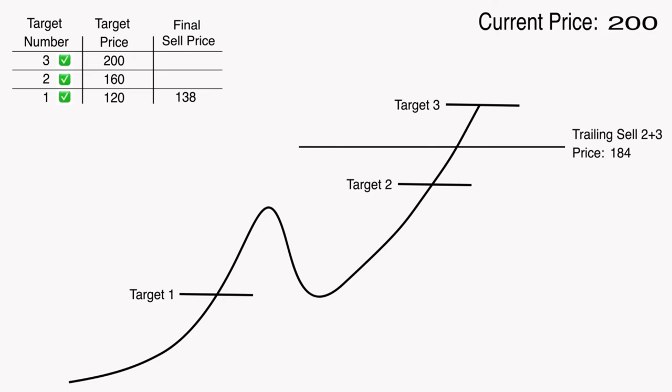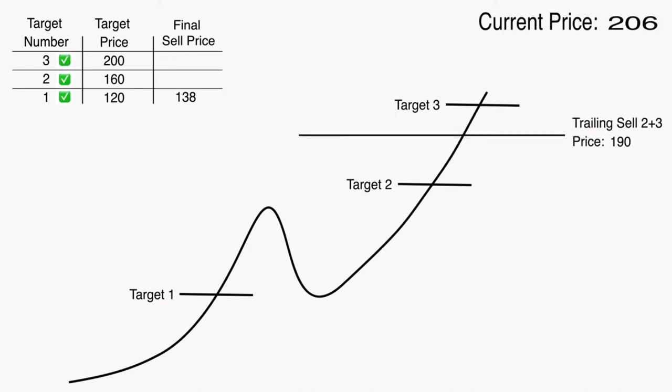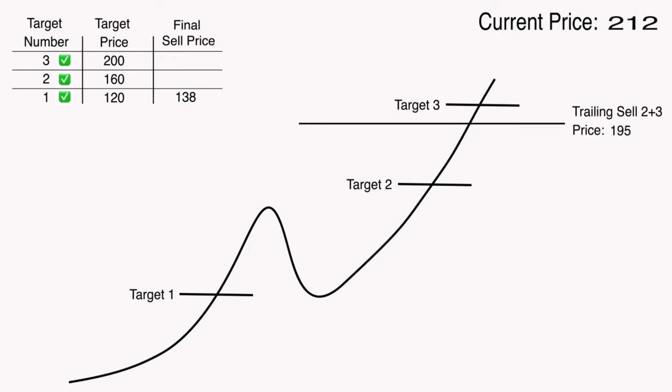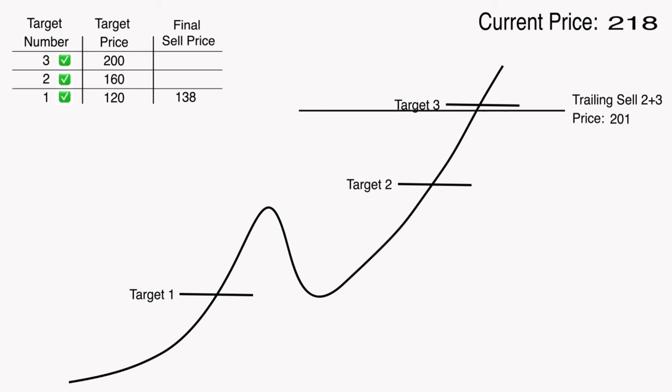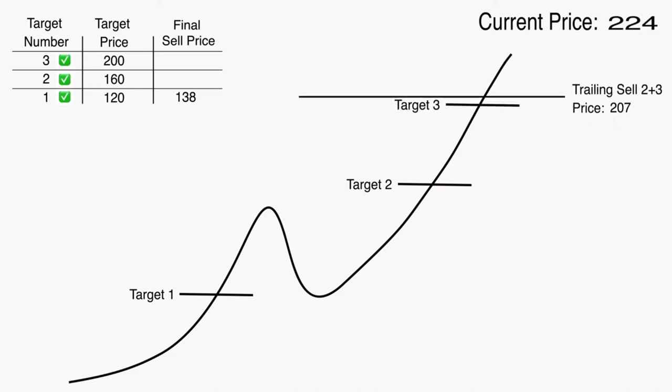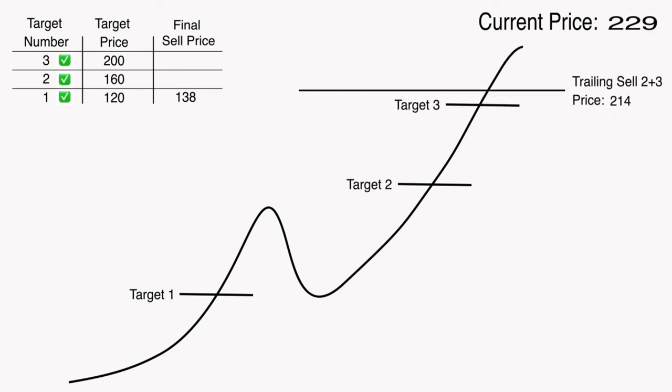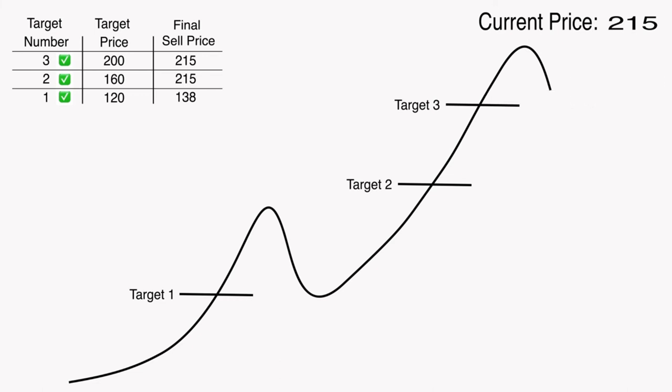Now, as the price continues to increase, the trailing sell order that contains the amount from both the second and third targets will keep trailing $16 below the maximum price that is reached. Just like before, eventually the price will start decreasing again, and at the moment the price falls down to the trailing price, the sell order will be executed. As you can see, in this case the final sell price for both the second and third sell targets will be identical at $215, which is significantly higher than the original target price for both.